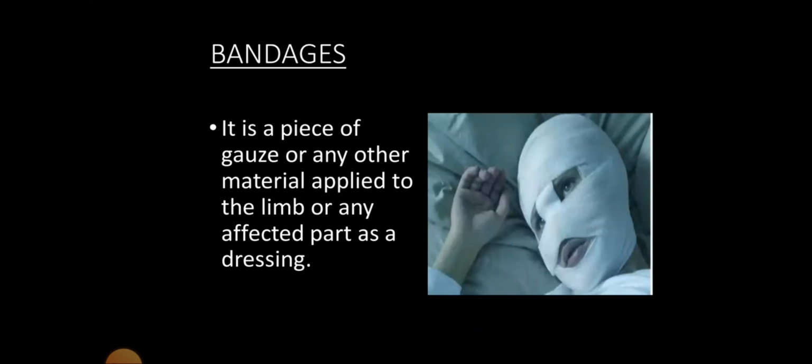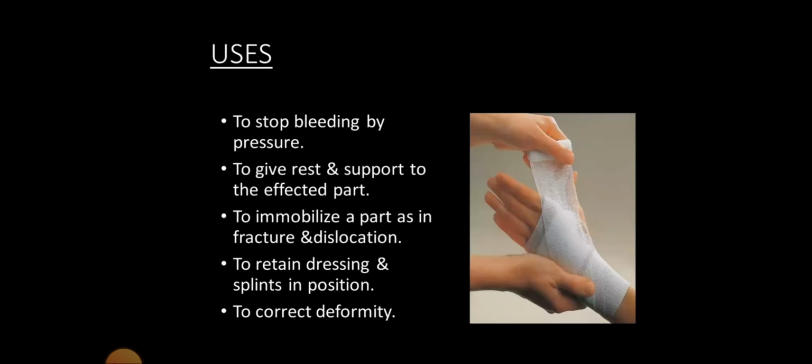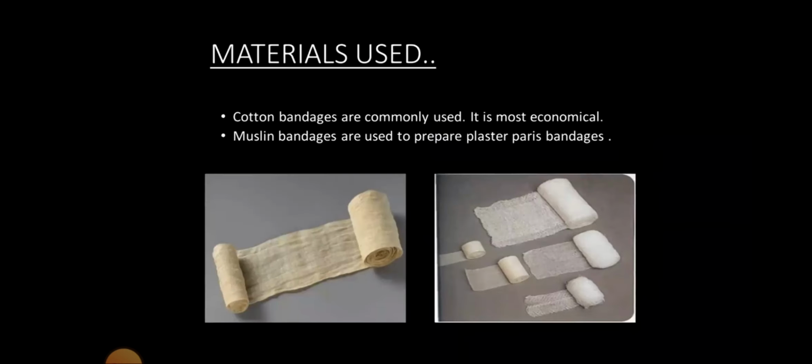Then to immobilize a part as in fracture and dislocation. We have already discussed about that. In fracture and dislocation also, for immobilization, the main method told is bandaging only. Then to retain dressing and splints in position, especially in case of wound management, the bandaging is done to keep that dressing or medicines or whatever application is done, or the splint which is kept inside. For that, bandaging is done. And to correct deformity. If there is any kind of deformity present, then for tightening and all, to keep the dislocated structure in normal anatomical position, we have to go for bandage. So these are the uses as such.